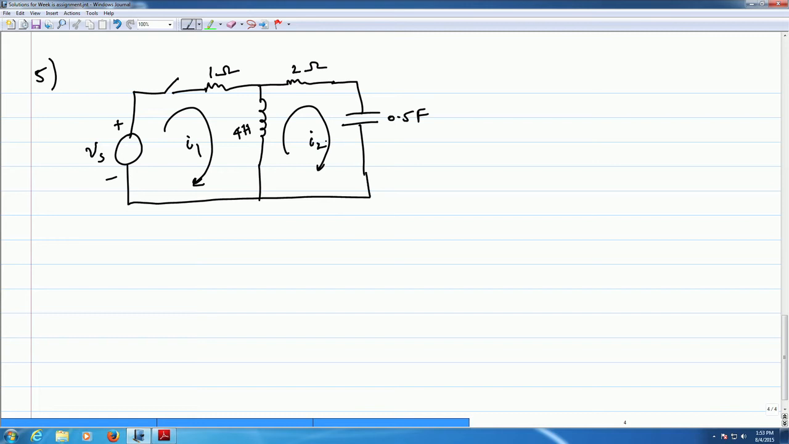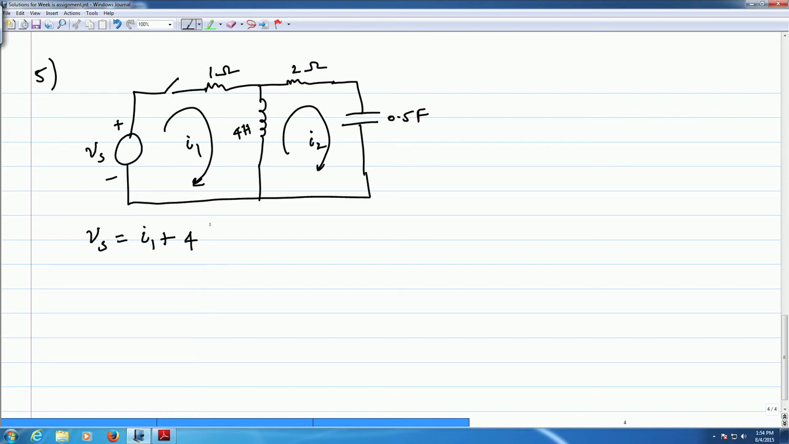Okay, so, it is just a question of writing the 2 loop equations and figuring out how to go about it. If you write the first loop equation, Vs is going to be equal to R times I1, but R is simply 1 ohm. So, this is just I1 plus L times d by dt of the current in the inductor. Now, the current in the inductor is I1 minus I2.